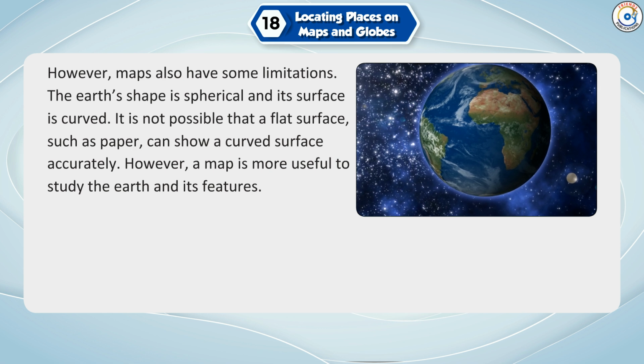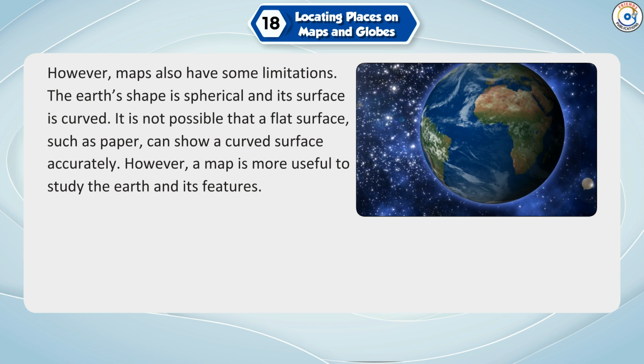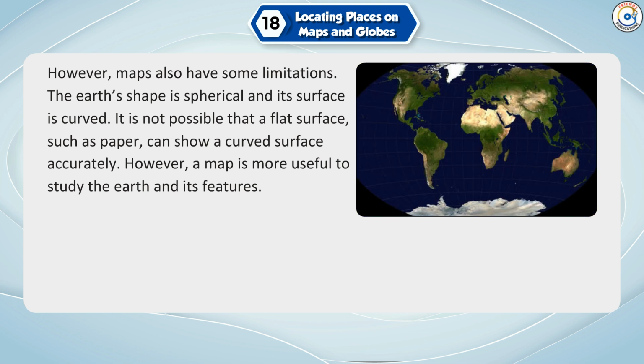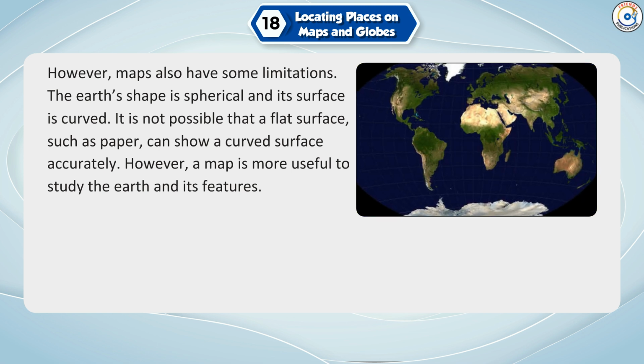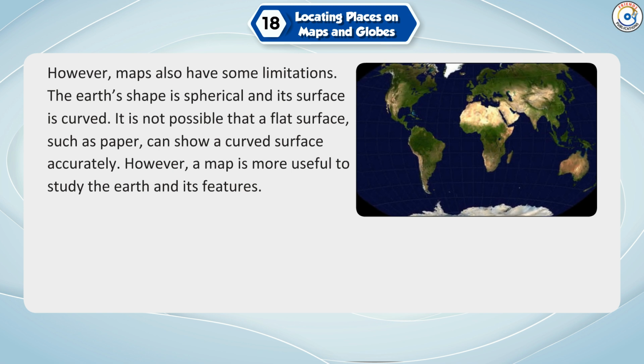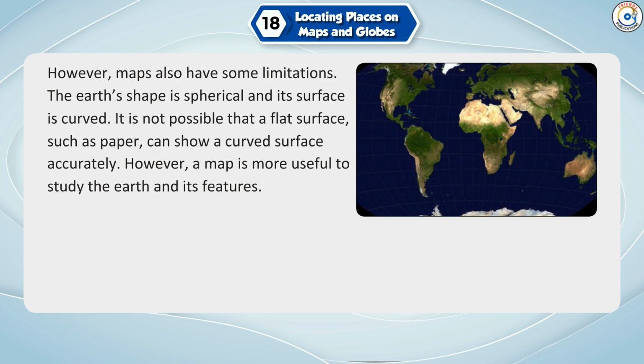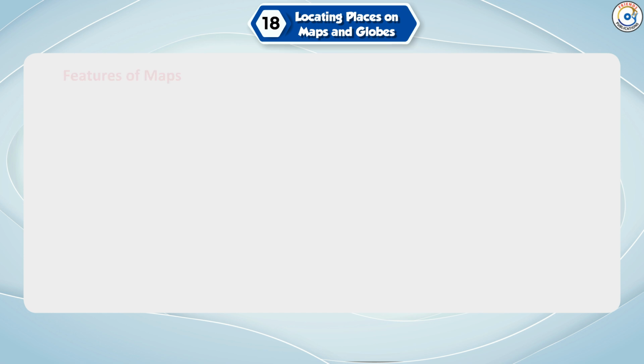However, maps also have some limitations. The Earth's shape is spherical and its surface is curved. It is not possible that a flat surface, such as paper, can show a curved surface accurately. However, a map is more useful to study the Earth and its features.